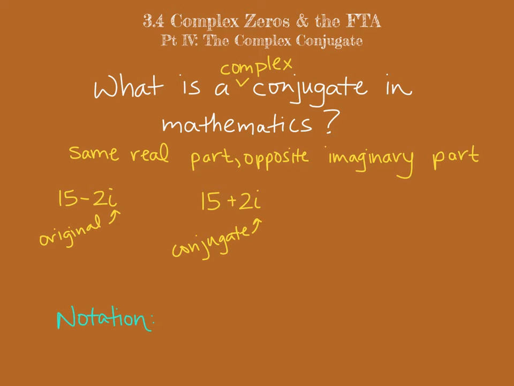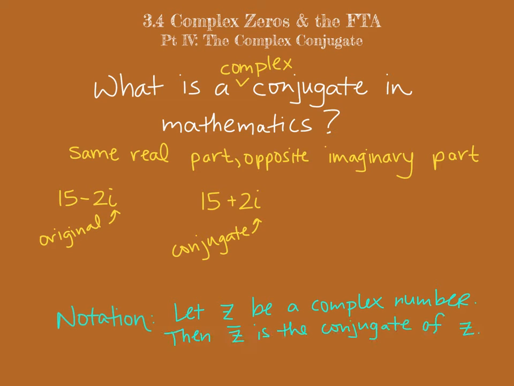For notation, if we let z be a complex number, the way that we denote its conjugate is a little line over z, like this, right here. So when you see a complex number, it can have a usually lowercase w or z. We don't use x or y because those are used for variables. But if z is a complex number, then z bar is the conjugate of z. And usually this bar above something means opposite in math. So in this case, it means a conjugate.